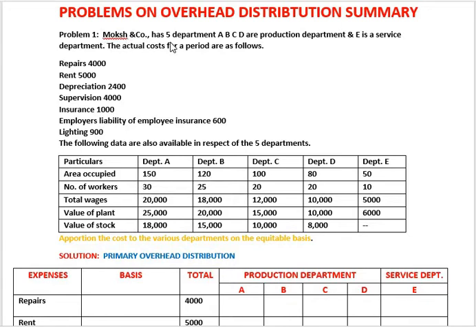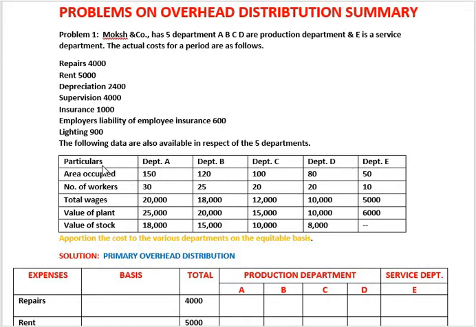Mokshan company has 5 departments: A, B, C, D are production departments and E is a service department. And the actual costs for the period are as follows. So these are the actual expenses for the particular period. Repairs 4,000, rent 5,000, depreciation 2,400, supervision 4,000, insurance 1,000, employer's liability of employee insurance 600, lighting 900, and apart from this they have also given some other information.